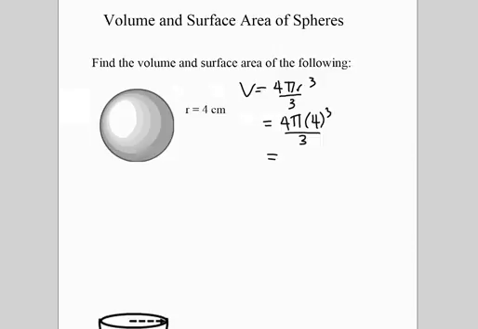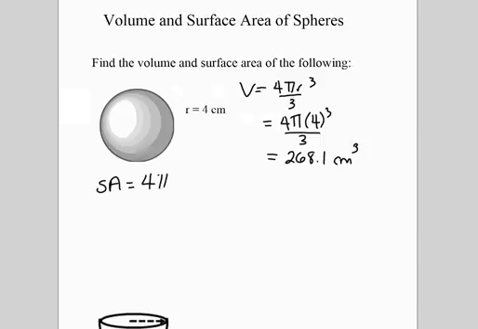So we're going to show our substitution line. And then we can get our calculator out and we can punch it into our calculator. So again, the steps that you take on your calculator, 4 times pi times 4 cubed, get an answer and then divide that answer by 3. Now you're going to get decimals, so unless it says otherwise, round it to 1 decimal place. So for this one, you're going to get 268.1 centimeters cubed.